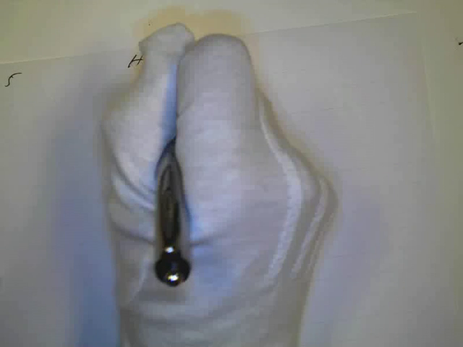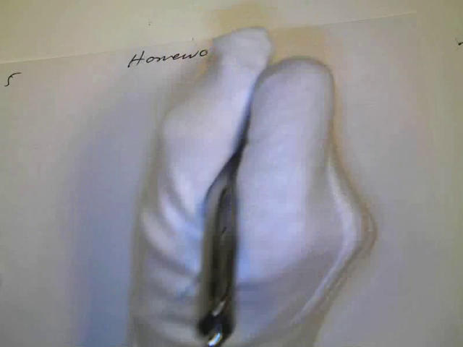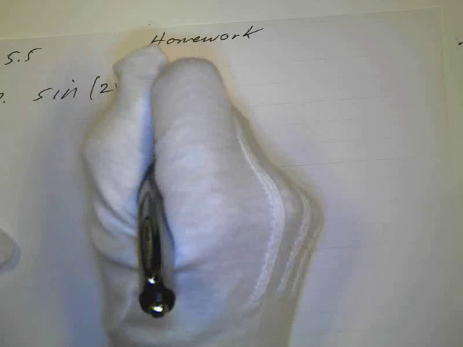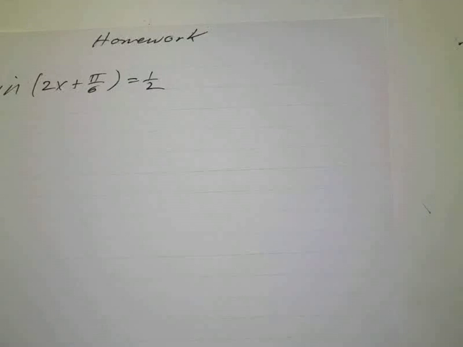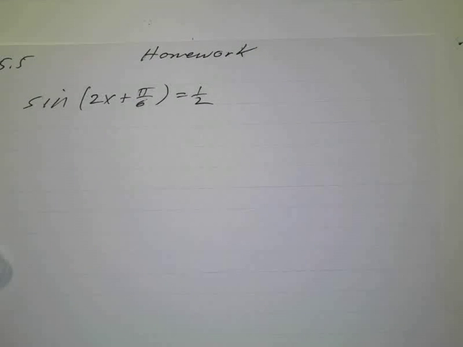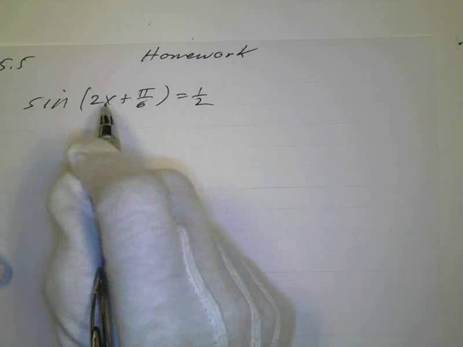Okay, here's the number 37. And this one looks a lot different. The sine of 2x plus pi over 6 equals 1/2. Well, that's nice, 1/2. Okay? So let's try to figure out the period of this thing first.